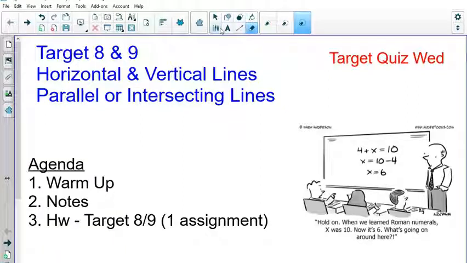to go over horizontal and vertical lines and target 9, which is parallel or intersecting lines. The video is going to follow the handout, so make sure you have the handout in front of you. Let's start with target 8, which is horizontal and vertical lines.